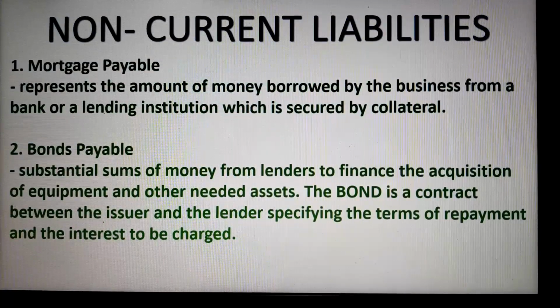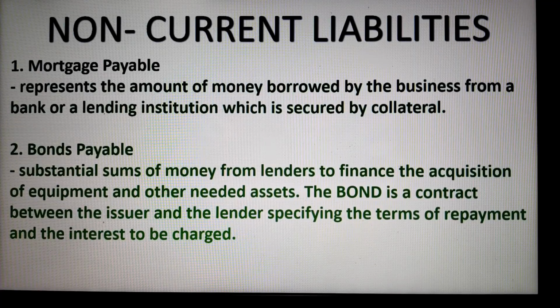Next are the non-current liabilities. We have two types of non-current liabilities: mortgage payable and bonds payable. Mortgage payable represents the amount of money borrowed by the business from a bank or a lending institution, which is secured by a collateral.